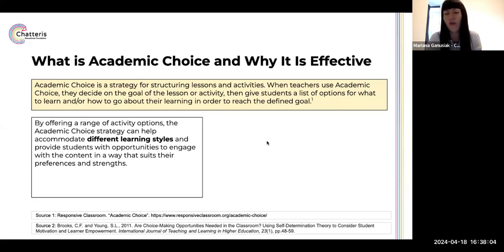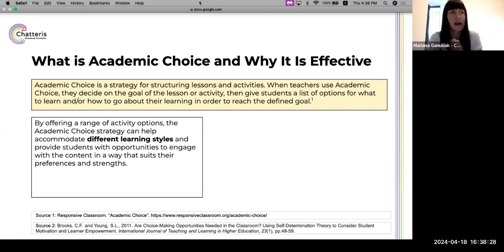This strategy has a lot of benefits. First of all, by offering students options in the lesson, teachers can accommodate different learning styles, and they can provide students with opportunities to engage with the content in a way that actually suits their learning styles, preferences and strengths. We hear people talk about learner diversity and catering to student differences all the time. It's very often talked about, but actually it's not a very common practice. And the academic choice strategy can really help you make a difference for your students in the classroom.